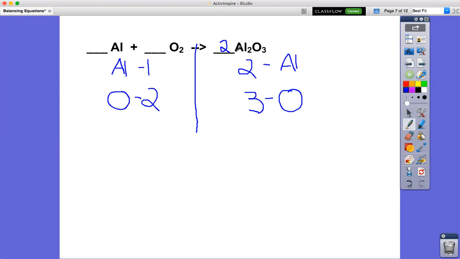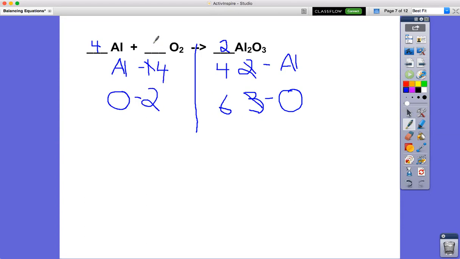All right, how many Als do I have on the right? 4. How many oxygens? Yeah, good. 6. Okay, so now I need this Al to be 4. So what do I need to put right here? Yep, good. So I'm gonna put a 4 here. That changes this to 4. Now, my oxygen is 2, and here it's 6.